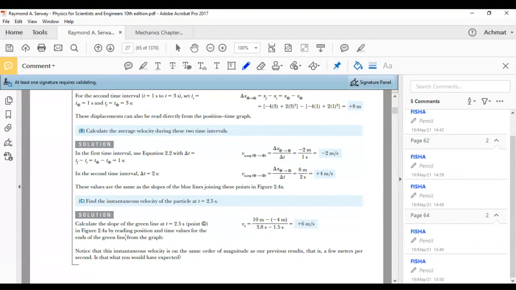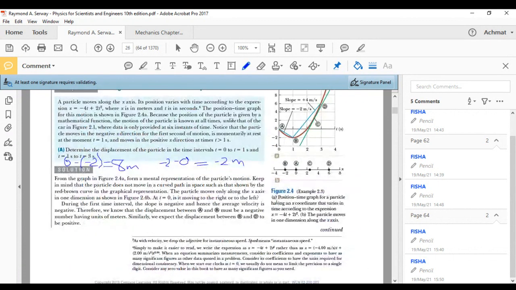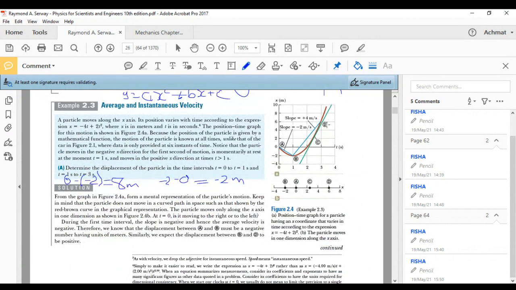Let me just check the slope of the green line. Where's the slope of the green line? This green line over there. If you have, they say at 2.5 seconds, here at 2.5, you get that line over there, and then you have to draw that, then you find the slope of that line.